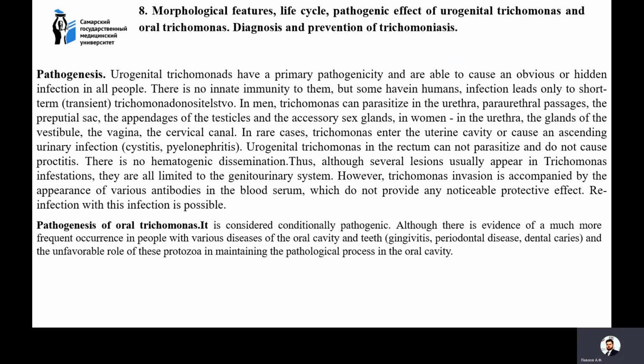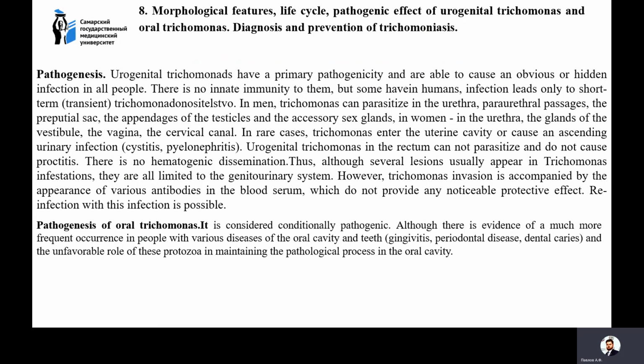Pathogenesis. Urogenital trichomonads have a primary pathogenicity and are able to cause an obvious or hidden infection in all people. There is no innate immunity to them, but in some humans infection leads only to short-term carriage. In men.